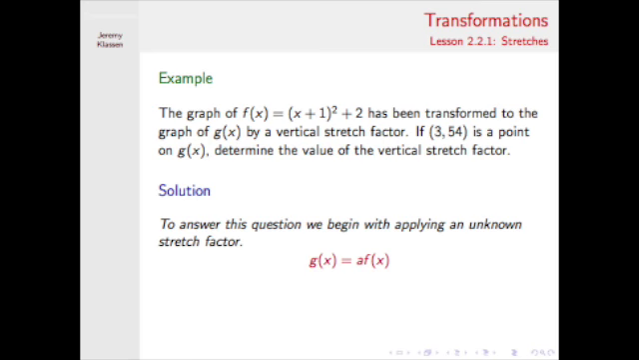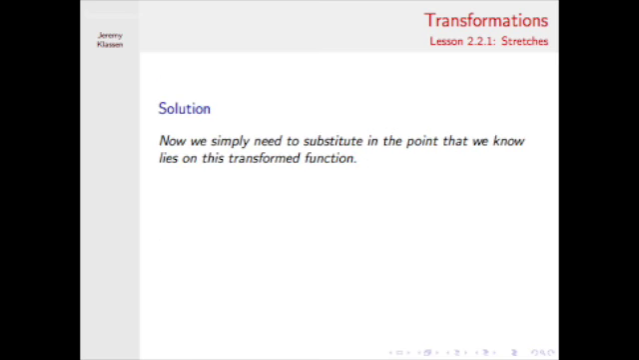And so in this case, we get that g(x) is equal to a times f(x), which becomes g(x) = a times, and we put the entire function f(x) inside there, so (x + 1)² + 2. This is all multiplied by a. Now that we have the general form of the function g(x), we simply need to substitute in that point that we know is on that function to figure out what the transformation is.